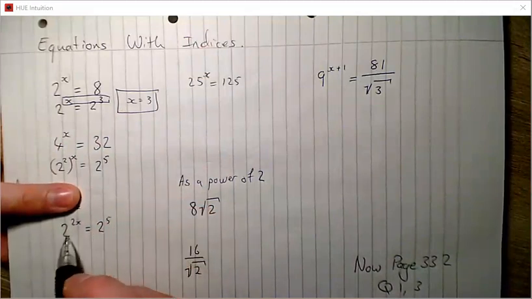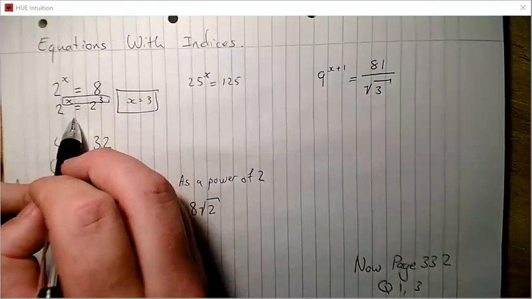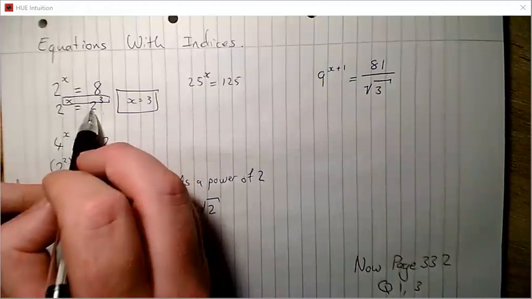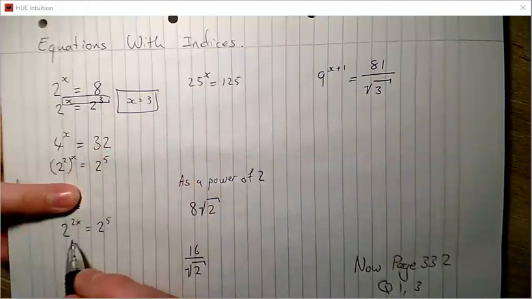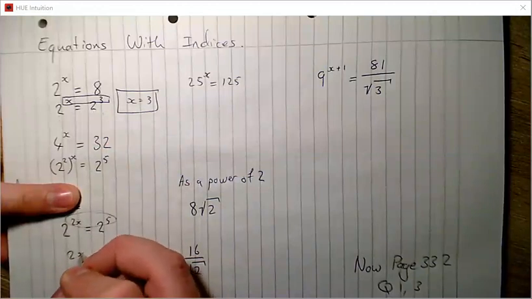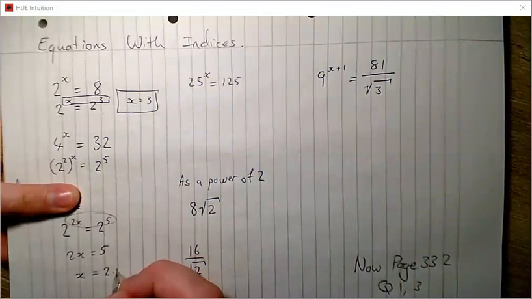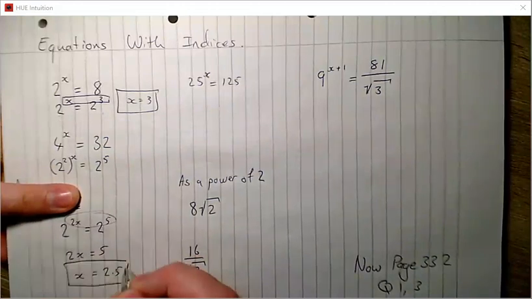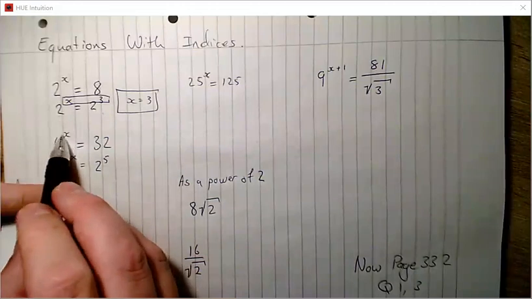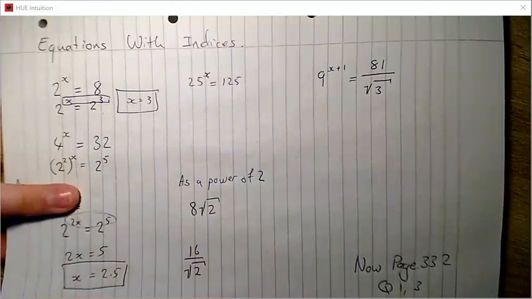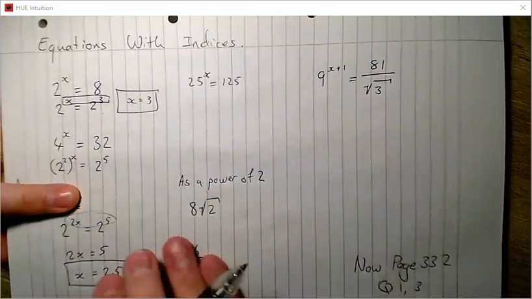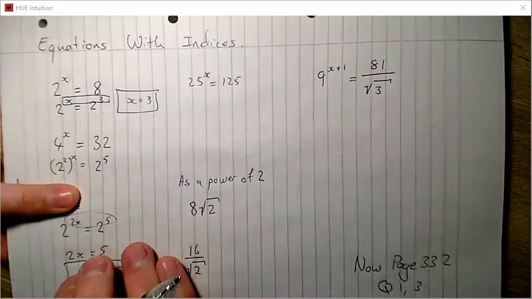When you get to this stage, just like up here, you had the same base on both sides, 2 and 2. Same here, we've got the same base on both sides. Now you can say, well, 2x and 5 have to be the same. Hopefully you can say, well, if 2x equals 5, divide across by 2, x is 5 divided by 2 is 2.5. Now, just go to your calculator, put in 4 to the power of 2.5, and you should get 32 as an answer. So you can check these, see if you've done them right.